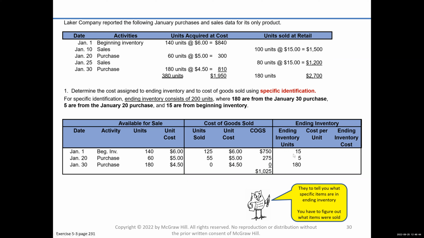Again, 15 units at the $6, so that is 90. And then we had 5 units at $5, cost that out, that'd be 25. And then, of course, we have 180 units at the $450 layer, so that would be 810. So our ending inventory is 925.